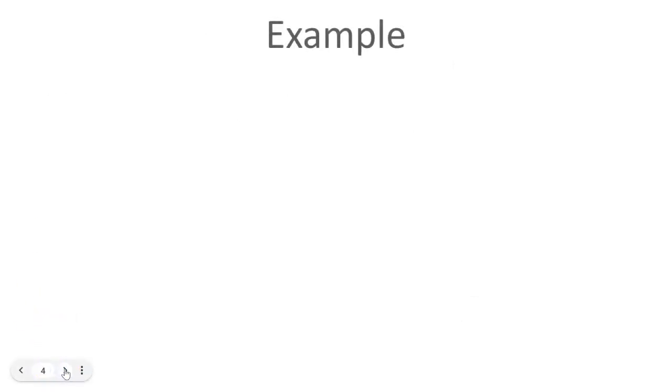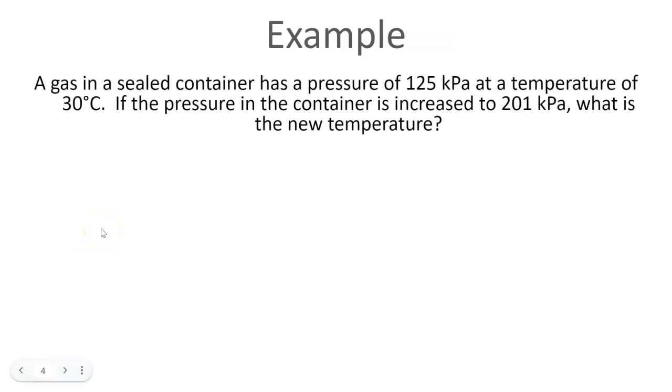So let's take a look at an example, because these are really plug and chug. We just have to use the problem to identify the variables and then plug them into the equation. A gas in a sealed container has a pressure of 125 kilopascals at a temperature of 30 degrees Celsius. If the pressure in the container is increased to 201 kilopascals, what is the new temperature? Well, number one, we know that in this equation, the pressure and the temperature are directly proportional. So if our pressure is increasing, then we can expect our temperature to increase as well.